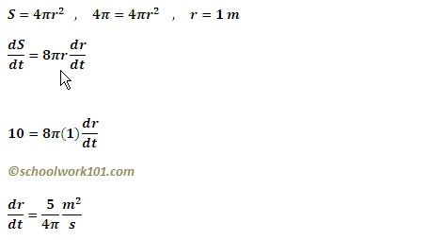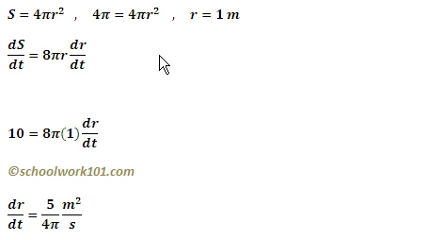So they weren't giving us an r, but they did tell us that the surface area is 4 pi. And so now what we're going to do is say, okay, S is 4 pi, and then we're going to set that equal to 4 pi r squared, since the surface area is equal to 4 pi r squared. Then we're going to solve for r in this problem, and we get r is equal to 1 meter.